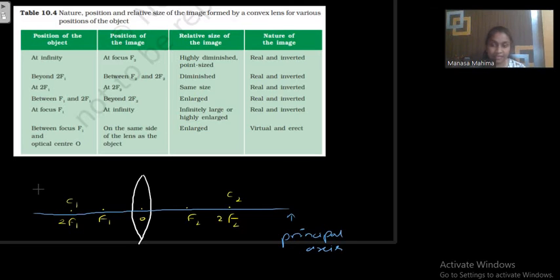If I consider the ray that is traveling parallel to the principal axis, after refraction, how will the direction of the light ray be? It will move towards the focus. It will pass through F2. This is the first case. If we want to draw the image formation using lenses, we have to consider any 2 rays. For that, we are studying this.